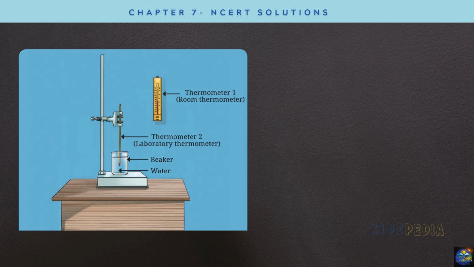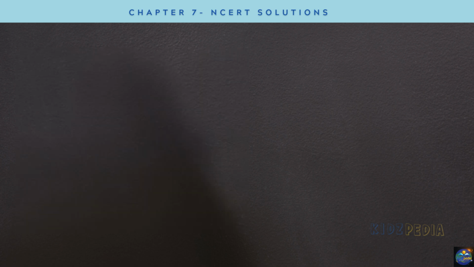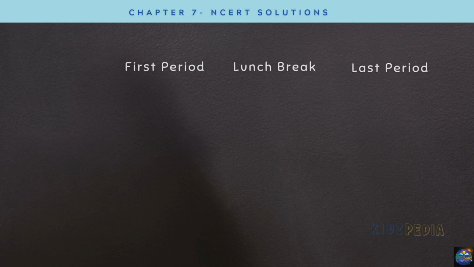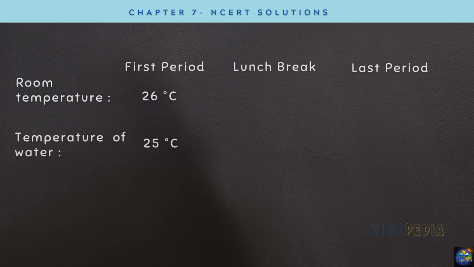So, as shown in the figure, hang a room thermometer on the classroom wall and a laboratory thermometer is placed in a beaker containing water to measure the temperature of water. The readings of both thermometers are taken at different times of the day, such as during the first period, lunch break and last period. For example, in the morning, the room temperature may be 26 degrees Celsius and the water temperature may be 25 degrees Celsius.